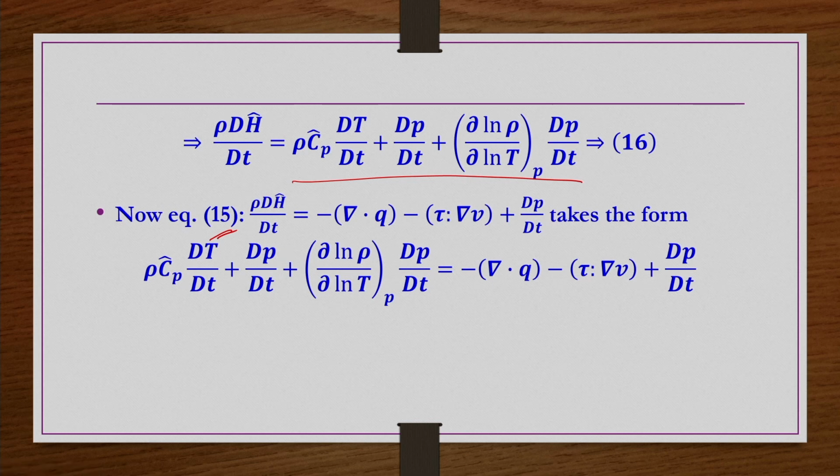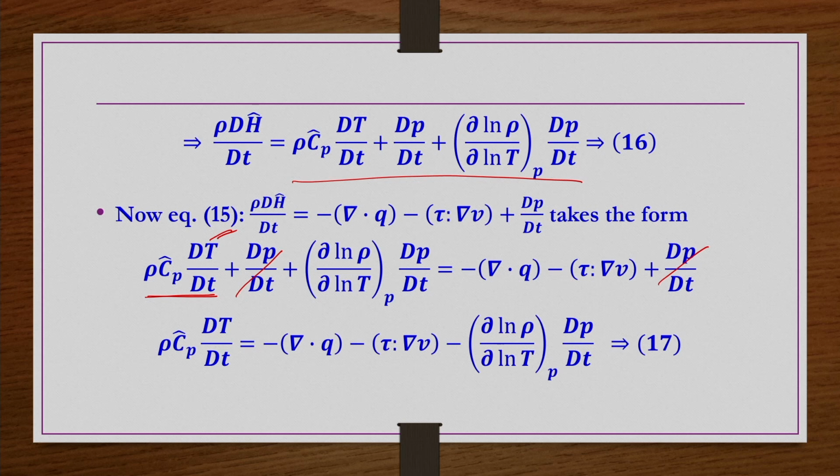right. So, now the left hand side capital DP by Dt and the right hand side capital DP by Dt can be cancelled out, and on the left hand side we keep only this term, and whatever the dou ln rho by dou ln T term is there, we take to the right hand side. So, rho Cp tilde capital DT by Dt equals minus del dot q minus tau double dot del v minus dou ln rho by dou ln T at constant P, this is important, multiplied by DP by Dt, right. So, this is nothing but the equation of change for temperature.